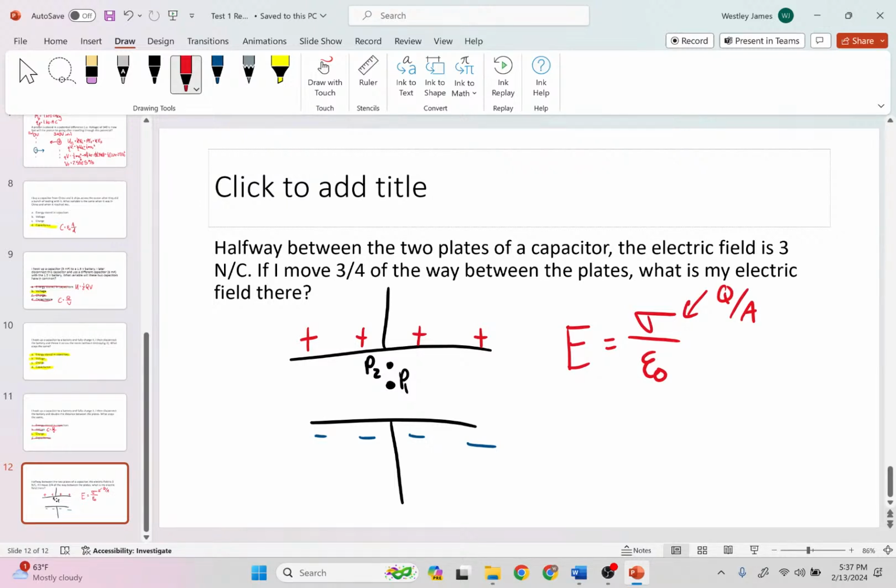Okay, so I moved. I am farther away from the negative plate. I am closer to the positive plate. What variable does that correspond with? It's not Q. It's not A. It's not epsilon naught. So it doesn't matter. So what happens to my electric field? What's my electric field there? 3 newtons per coulomb. If the variable doesn't show up in the equation, who cares? Easy example of this.